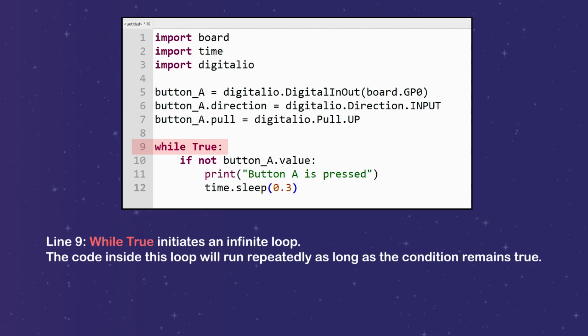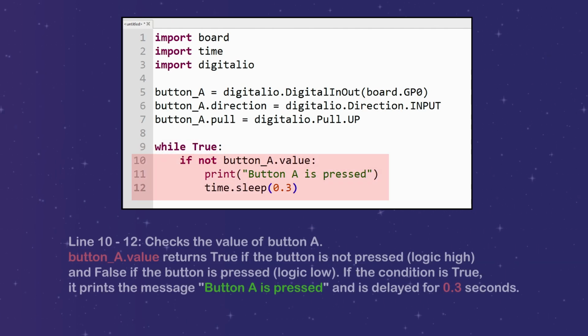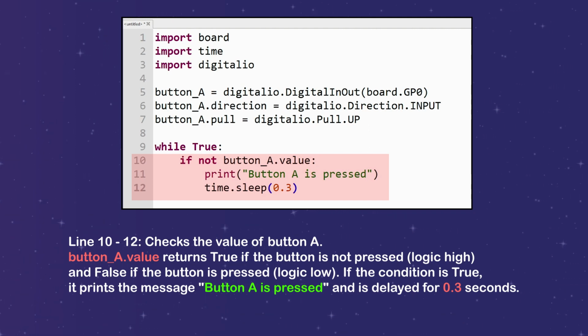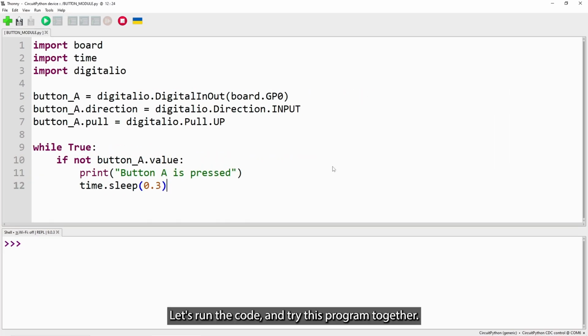Line 9, while True, initiates an infinite loop. The code inside this loop will run repeatedly as long as the condition remains true. Lines 10 to 12 check the value of button A. Button A value returns true if the button is not pressed, and false if the button is pressed. If the condition is true, it prints the message "button A is pressed" and is delayed for 0.3 seconds. Let's run the code and try this program together.